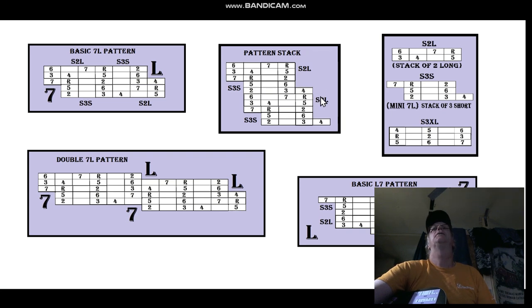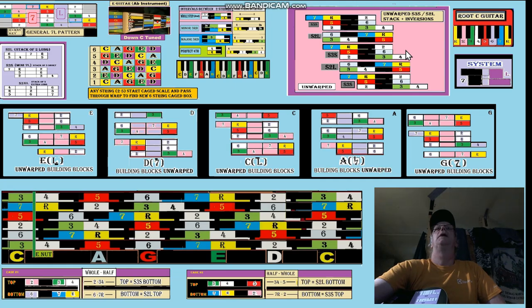Okay, so right here, changing over to here, here's a stack of 2 long. So going from 5 to 6 is a whole step. Alright? We're back over here a minute, right? Okay, we kind of lost where we were zooming in on this zone.